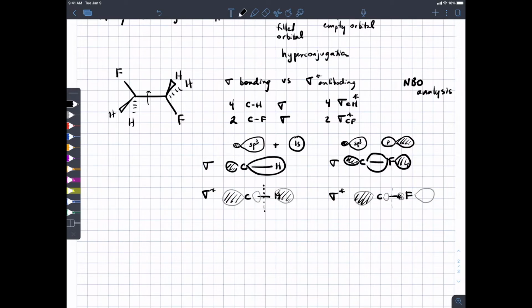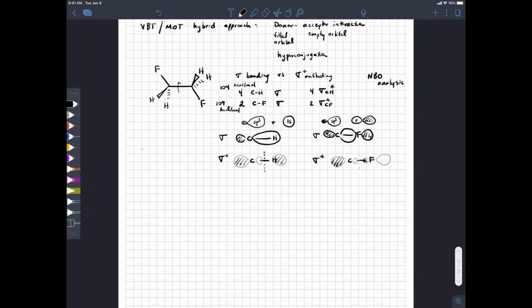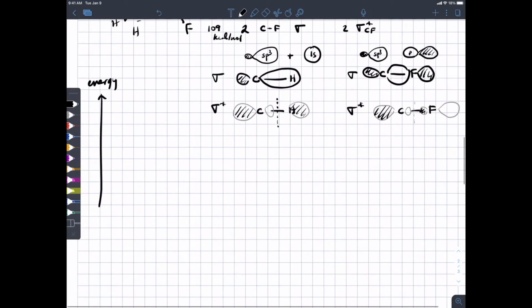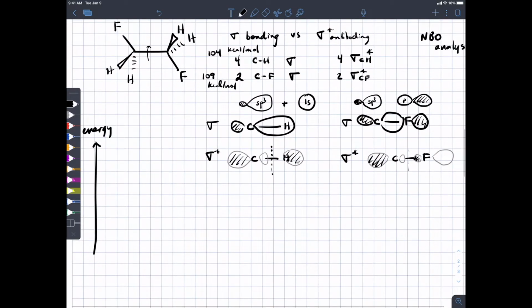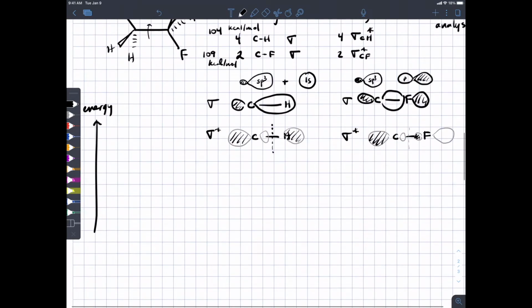Carbon-hydrogen bonds have bond association energies of about 104 kilocalories per mole. In contrast, carbon-fluorine bonds are worth about 109 kilocalories per mole. So if you have to rank in energy where the sigma bonding orbital should be, where is the carbon-fluorine bonding orbital relative to the carbon-hydrogen bonding orbital? Should be lower, right? And you can tell that just from the bond energy.